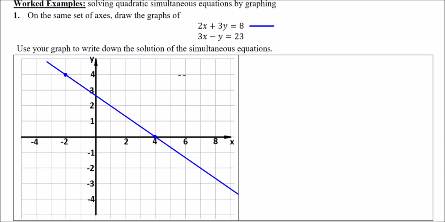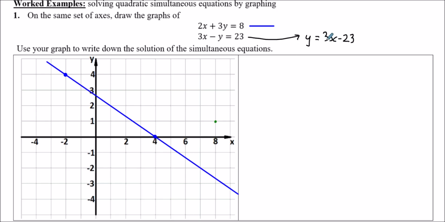The second one, 3x minus y equals 23, what I'm going to do here for this one, I'm going to rearrange that to the standard y equals mx plus c form. So we get y equals 3x minus 23. And so the y-axis intercept is going to be way down at minus 23, way off this graph. And so because it's got a positive gradient, it's going to come up at some point, but it's going to come up further on. So I'm just going to pick when x is 8, for example. And so when x is 8, 3 times 8 is going to be 24, minus 23, that's going to be 1. And so when x is 8, y is 1.